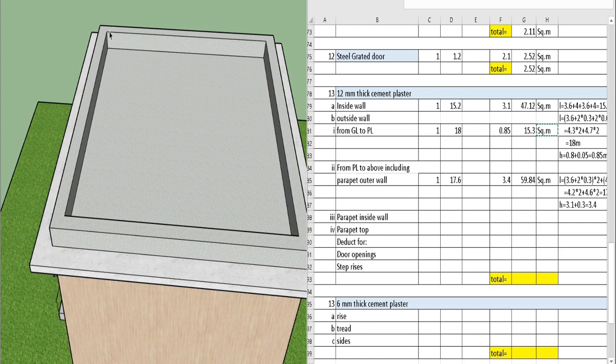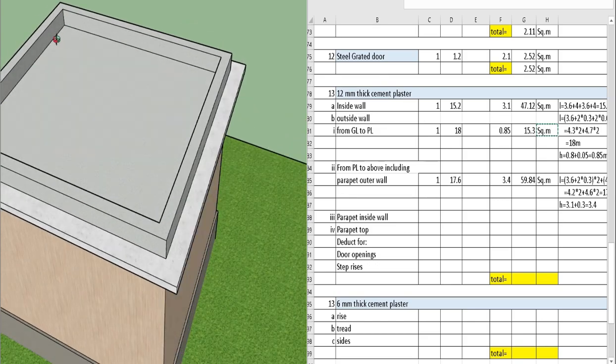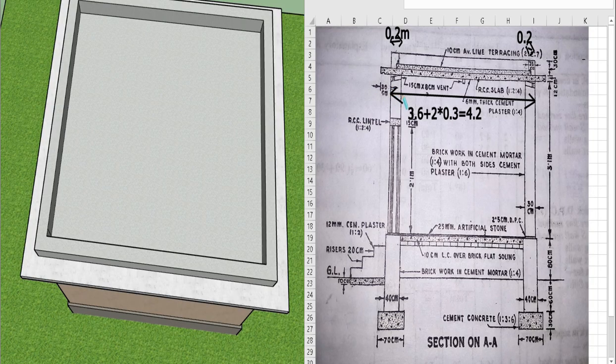We have to do the plastering on this side, this side, this side, and on this side. So I have this inner dimension of this room, 3.6 meter, and if I add these two walls I get 4.2 meter, but I need the inner dimension of this parapet from this point to this point, so I have to subtract these two 0.2 meter on both sides. So my length on one side is 4.2 minus 2 times 0.2.